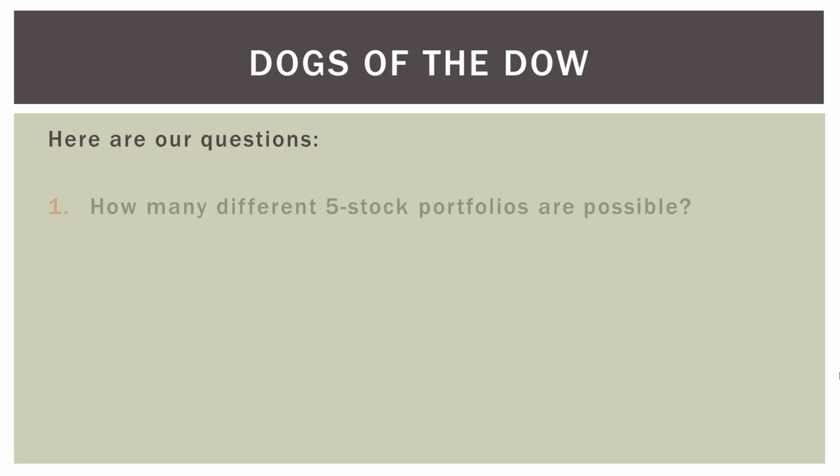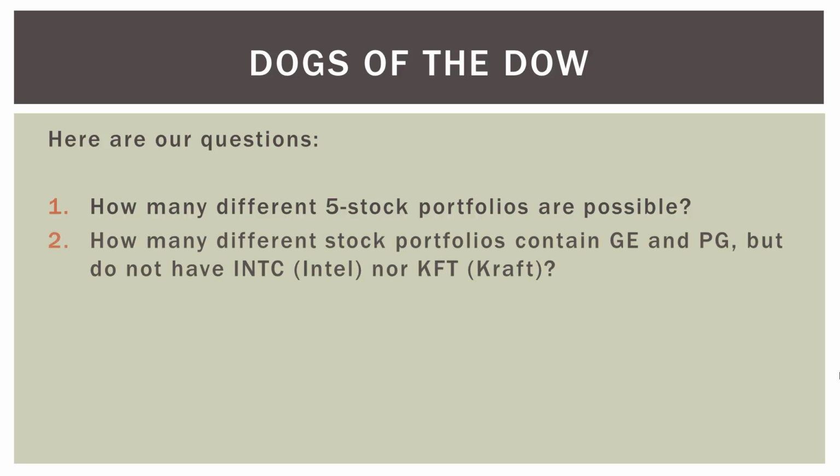So here are our questions. Number 1, how many different 5 stock portfolios are possible out of the 10 we have to choose from? Number 2, how many different stock portfolios contain GE, General Electric, and P&G, Procter & Gamble, but do not have Intel nor Kraft in them? So you're going to develop portfolios that have GE and P&G, but do not have Intel or Kraft. And we're going to talk about how to solve that.